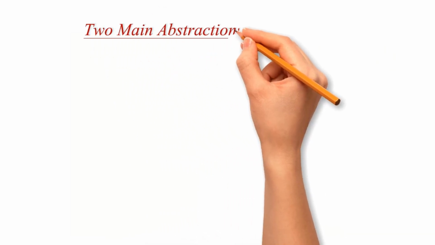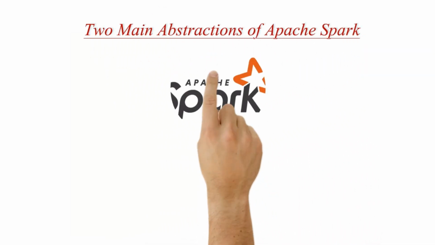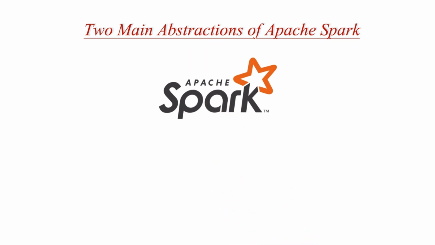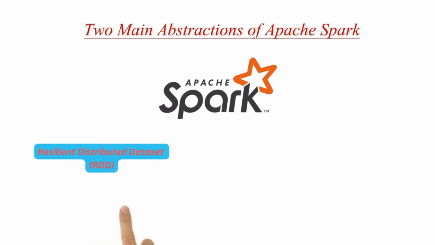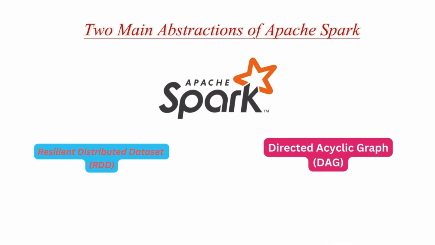Two main abstractions of Apache Spark. Apache Spark has a well-defined layer architecture that is designed on two main abstractions. 1. Resilient distributed dataset. 2. Directed acyclic graph.